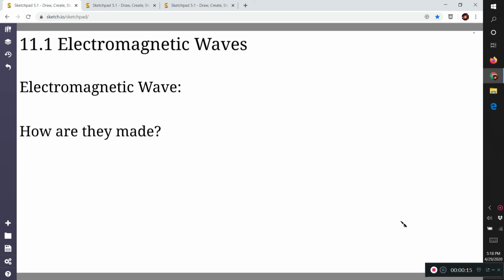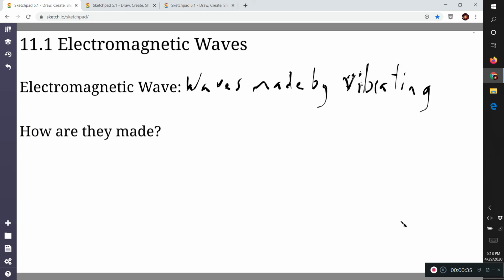So let's start with the definition. Electromagnetic waves are waves made by vibrating electric charges. So we're going to get into a pretty in-depth discussion here about what that means.